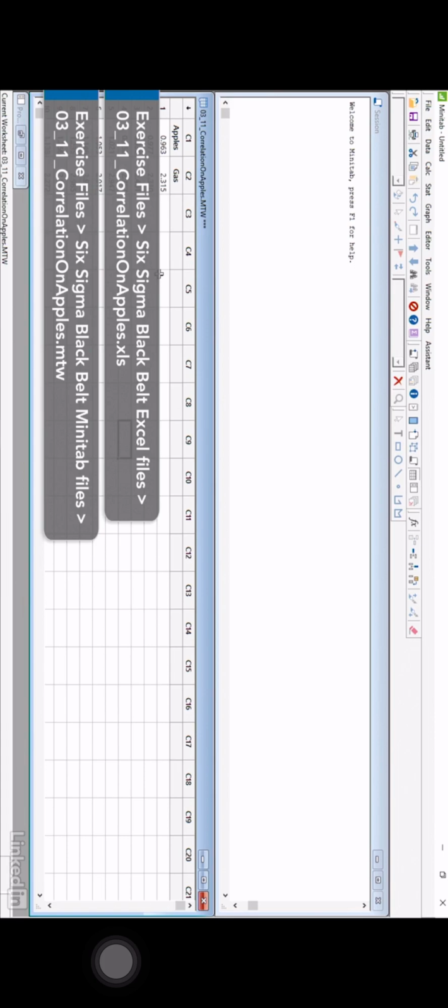To get started, download from the exercise files correlation on apples.mtw and open it. Here we have 2 columns, apples and gas. We want to test the theory that the price of apples is related to the price of gas. So always plot the data first. To do that, let's plot a scatter plot. Go up to Graph, Scatter Plot, and we have a simple scatter plot here. Click OK. And the Y variable is apples. Assuming that gas prices affect apples, put gas in the X variable and click OK.